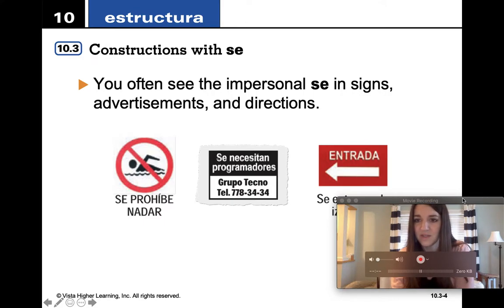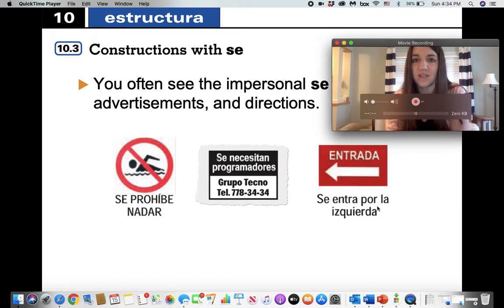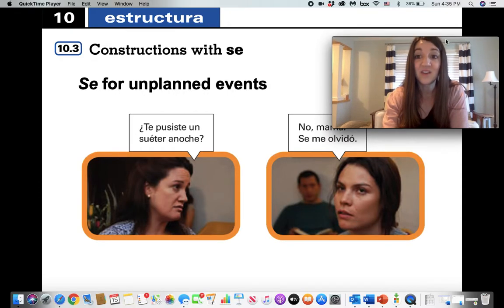Okay, and my face keeps covering up stuff. So, se entra por la izquierda here. One enters to the left. I wouldn't conjugate tú entras por la izquierda, right? Sorry. Okay. Let's look at another example.